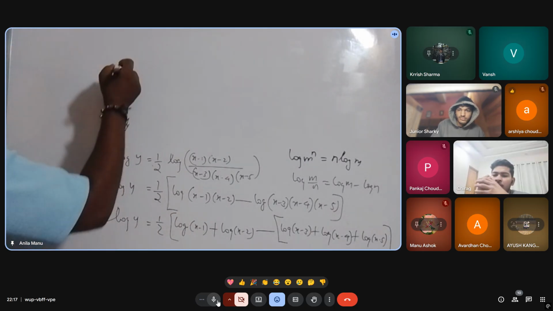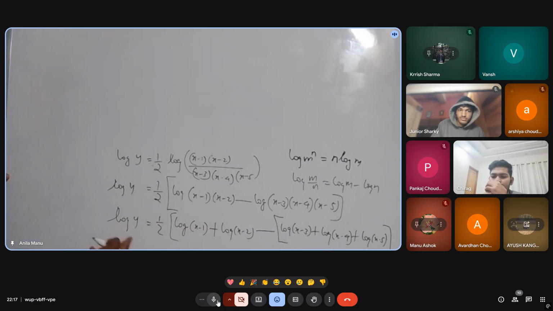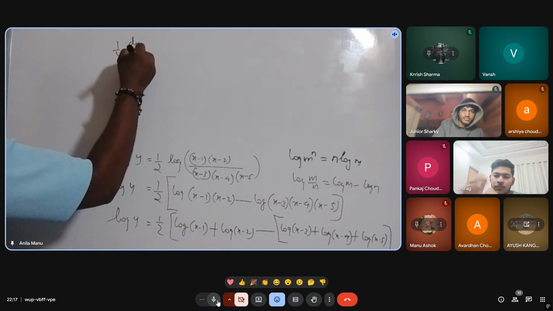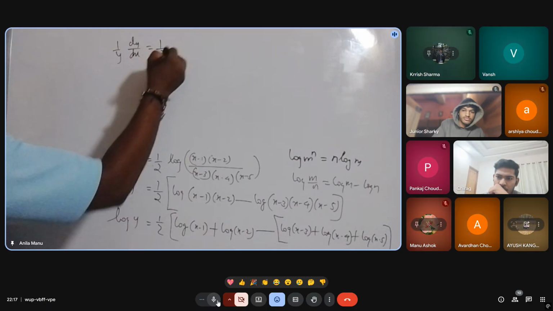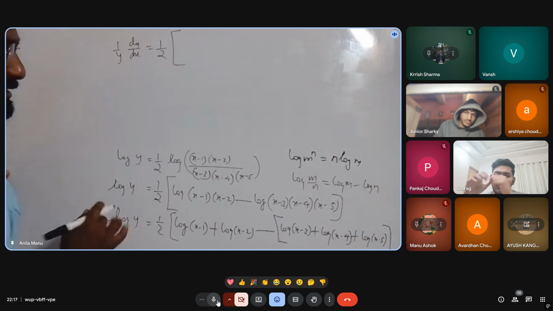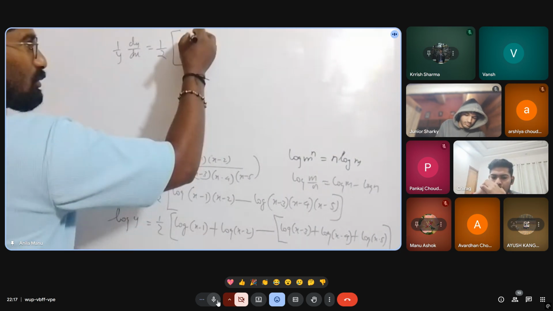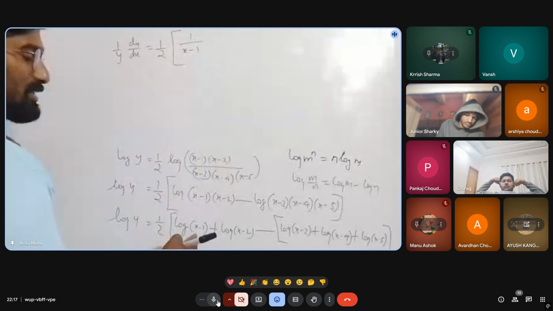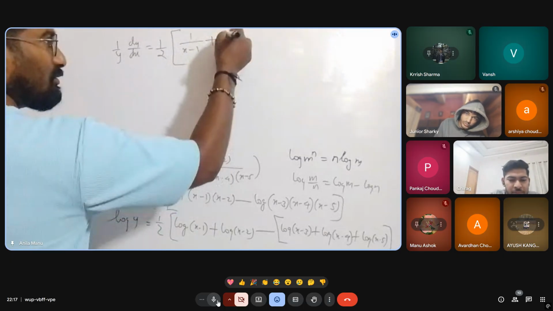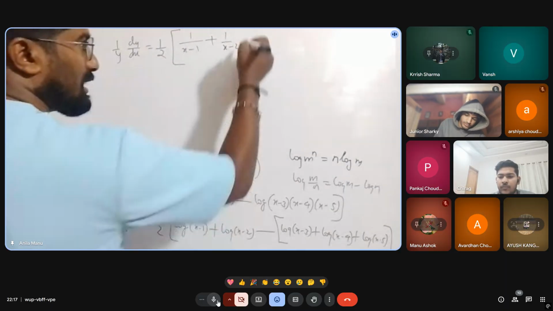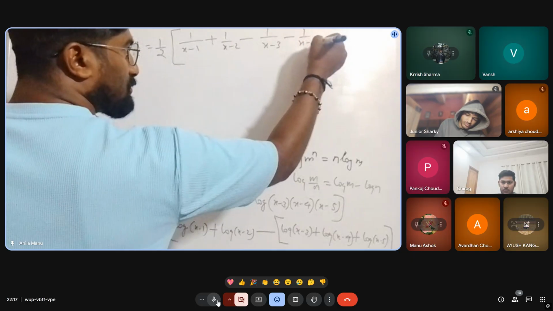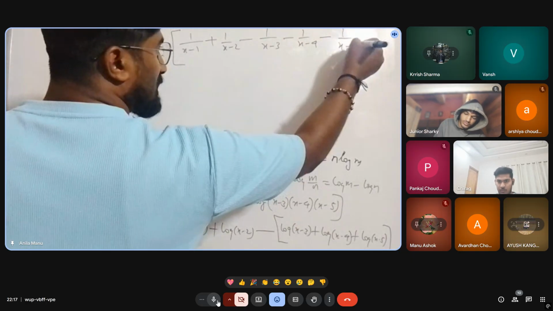Okay. Now last, differentiating both sides with respect to x. So the derivative of log y is 1 by y dy by dx, equal to 1 by 2, the constant we are taking outside. So this 1 by 2 is common for everything, so you must write it in brackets. Derivative of log x is 1 by x minus 1. No need to differentiate x minus 1, the reason is it is linear. Then plus 1 by x minus 2, then minus 1 by x minus 3, minus 1 by x minus 4, minus 1 divided by x minus 5.